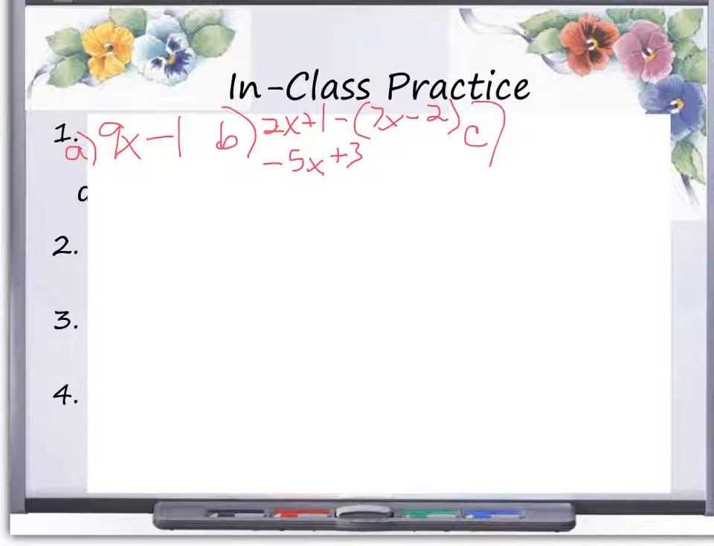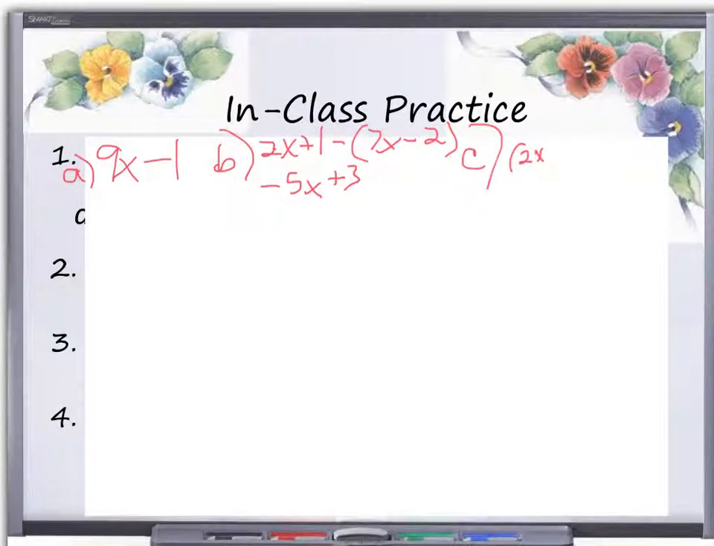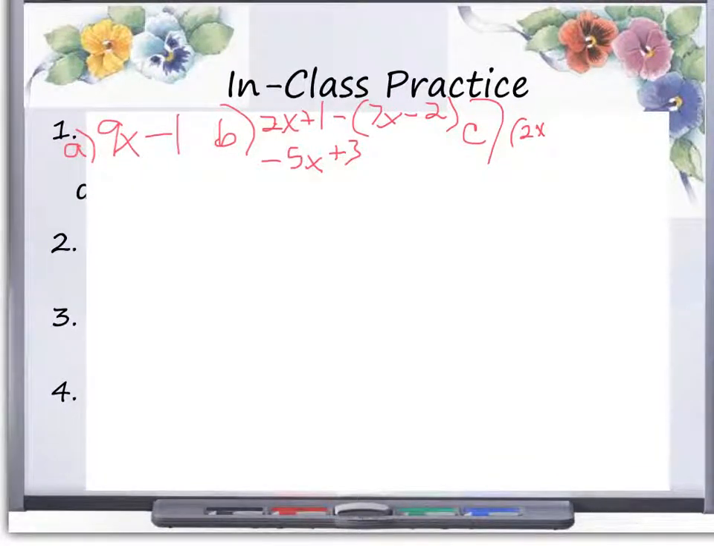C, we multiply them. So we're going to have to FOIL these two, right? So we have 2x plus 1 and 7x minus 2. Alright, so I have 14x squared minus 4x plus 7x, so that's plus 3x minus 2. Alright, that's C.